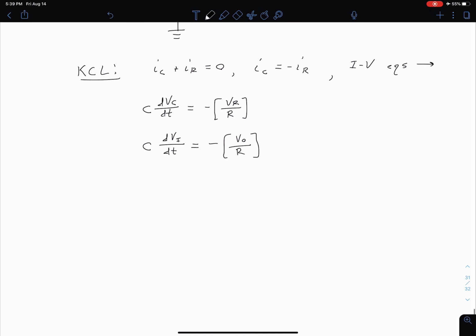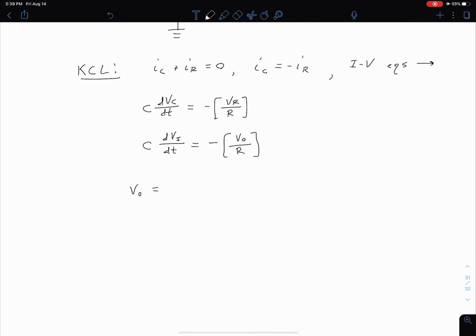So all we have to do here is we just have to multiply this negative R by both sides to get that our output voltage is equal to negative RC times the derivative of our input voltage with respect to time. And so here we see that our output, as promised, is proportional to the derivative of our input signal.